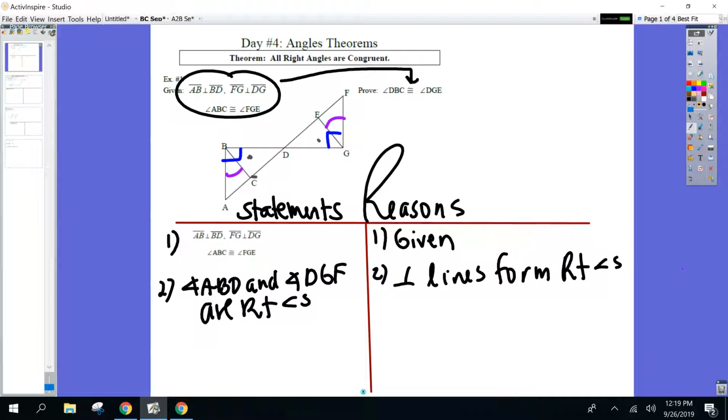So you have to have right angles exist in your statements and reasons before you can say they're congruent. Now you can say, all right, hey, now that I know I have 2 right angles, those 2 right angles must be congruent. So ABD congruent to DGF, and your reason is going to be this new angle fact, which is all right angles are congruent.